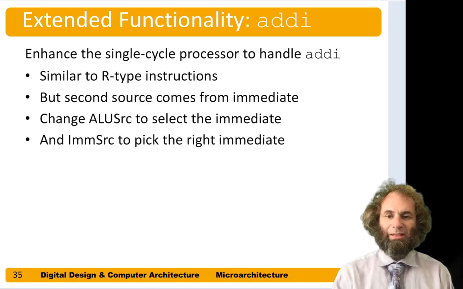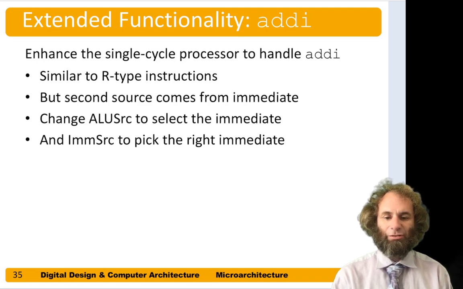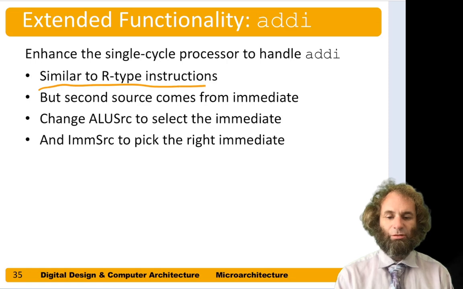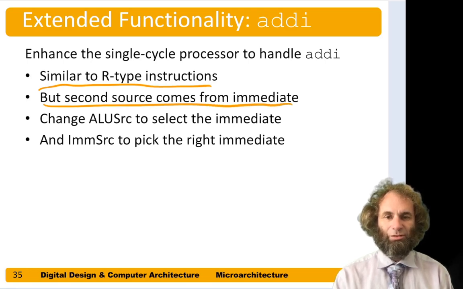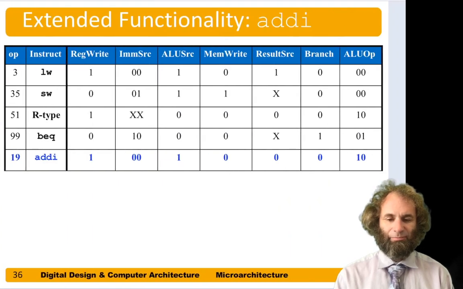So add immediate is like add, but the second source is an immediate rather than coming from the register file. So it's similar to the R-type instructions that we already have, and I'd expect we could reuse most of the data path. The difference is that the second source is coming from the immediate, so we need to change the ALU source mux to choose the second source from the immediate instead of from the register file, and we need to make sure that IMM source is correctly set to pick the immediate.